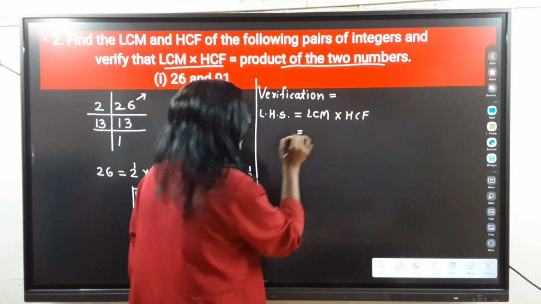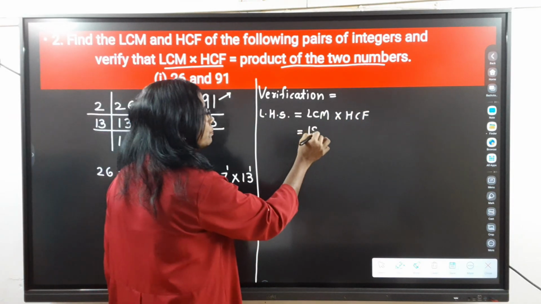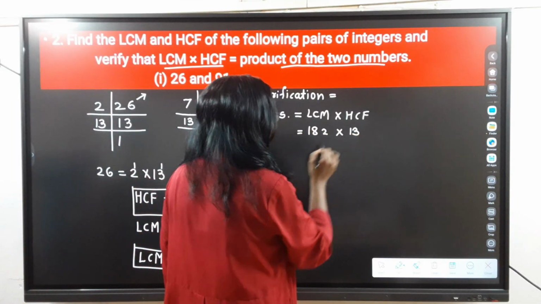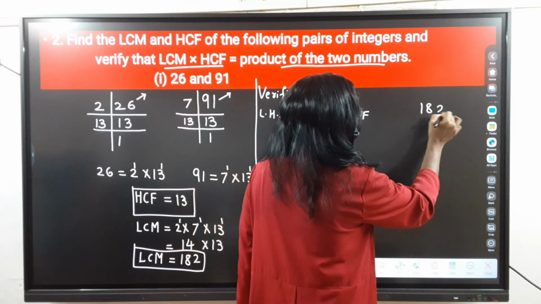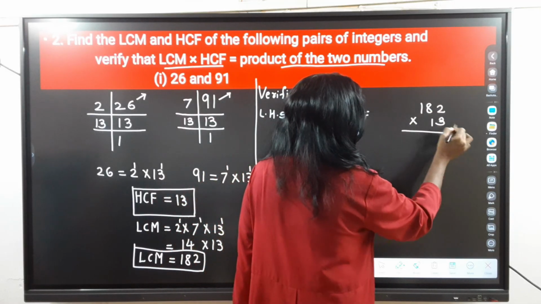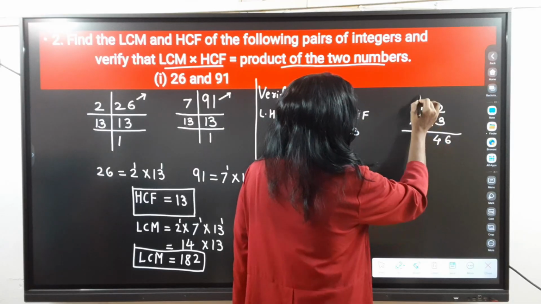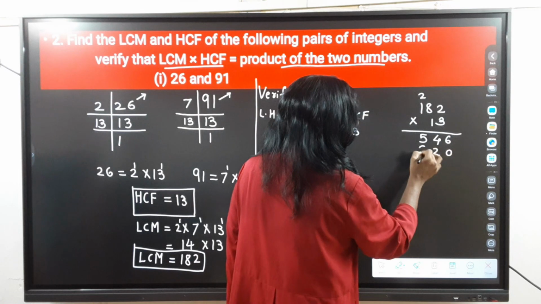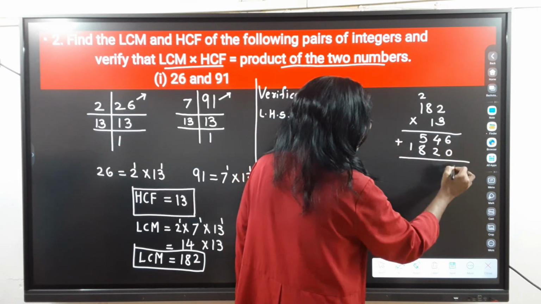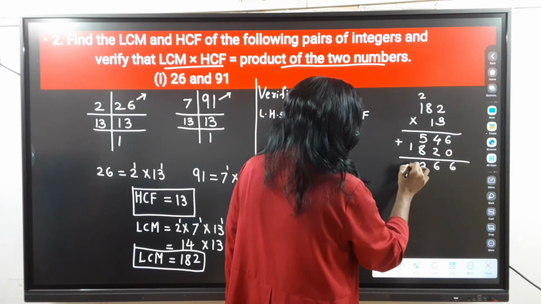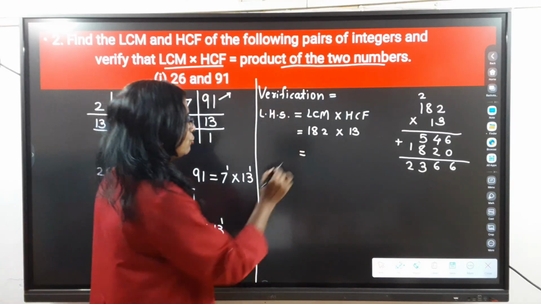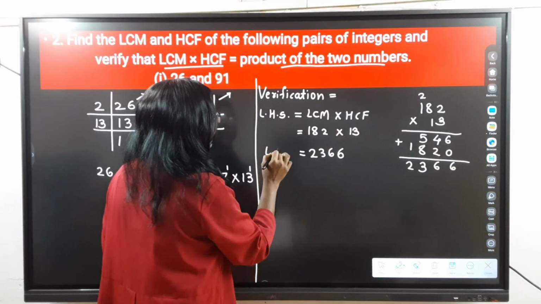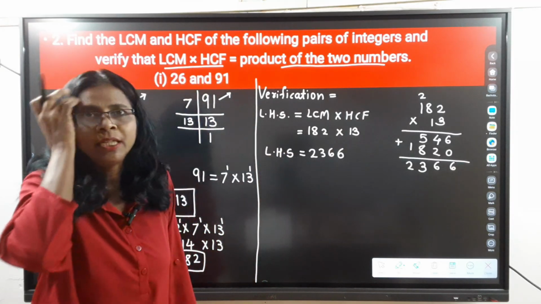So here LCM is 182 and the HCF is 13. So 182 multiply 13. Calculate here 182 multiply 13. So here 3 2s are 6, 3 8s are 24, so 2 here and 4 carry. 3 3s are 9 and 4 is 13, so 3 and 1 carry. Here 3 1s are 3 and 1 carry is 4. Then here 0, 2, 8 and 1. So the addition of these gives 2366. So I write here the product of LCM and HCF, that means LHS is equal to 2366.